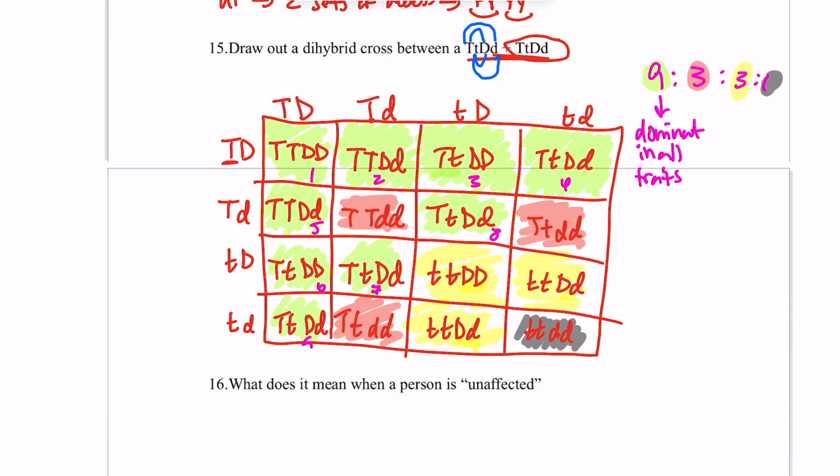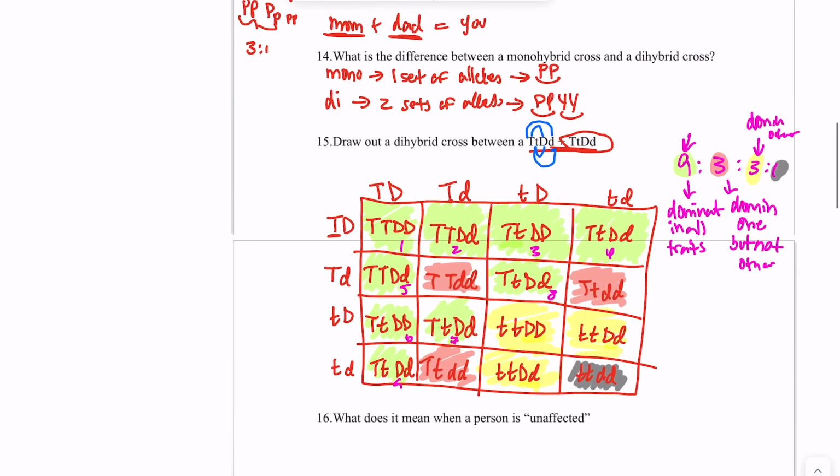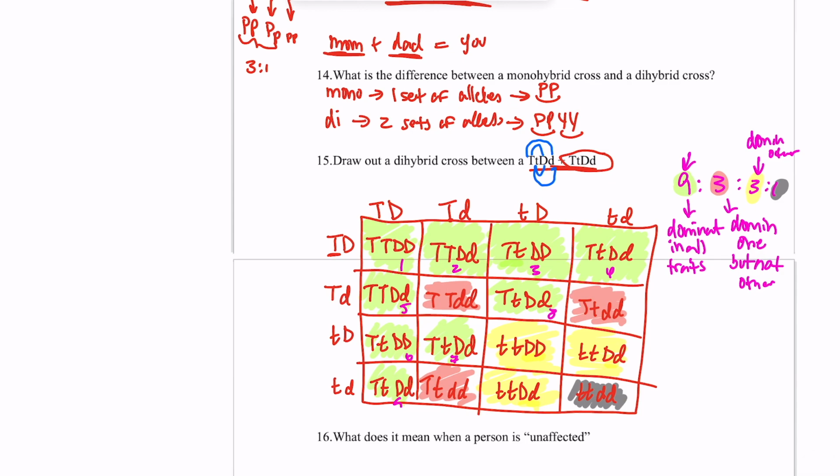Your first one is dominant, your 9 is dominant in all traits. This 3 is dominant in one, but not the other. This one's dominant in the other, not the one that is in this previous 3. And then your 1 is recessive for both. Hopefully that should make sense. And this is exactly where Mendel got his 9:3:1 ratio, from this dihybrid cross.